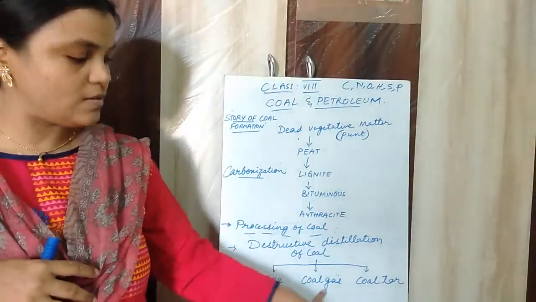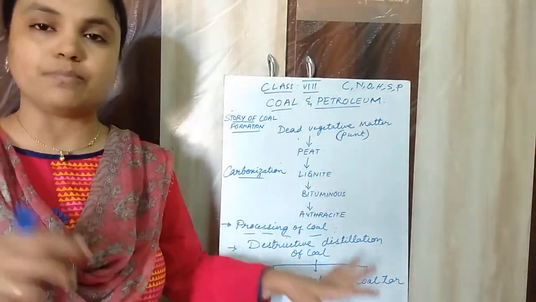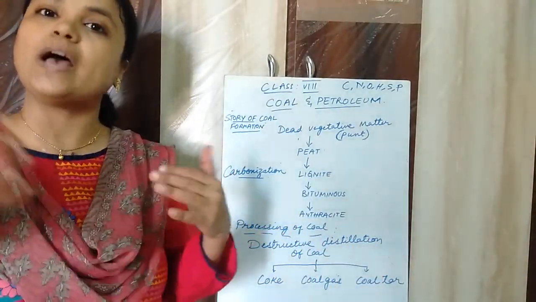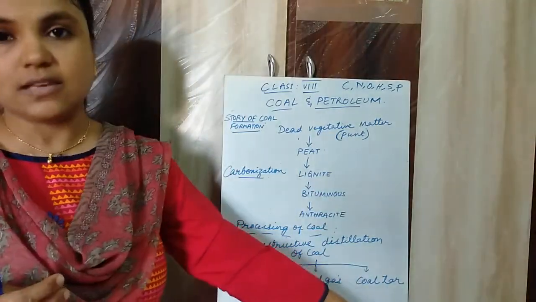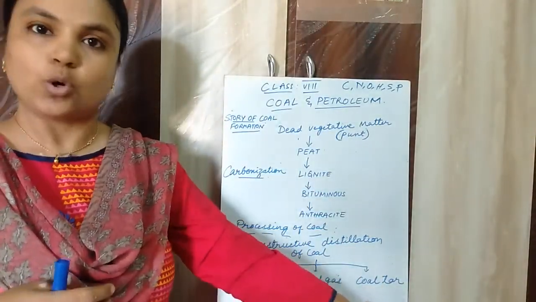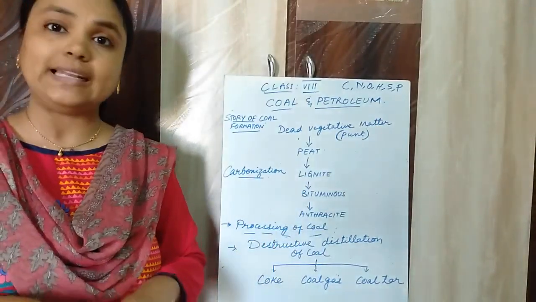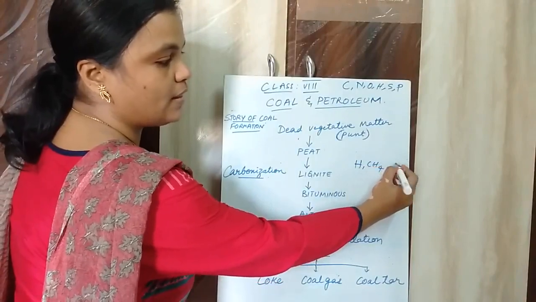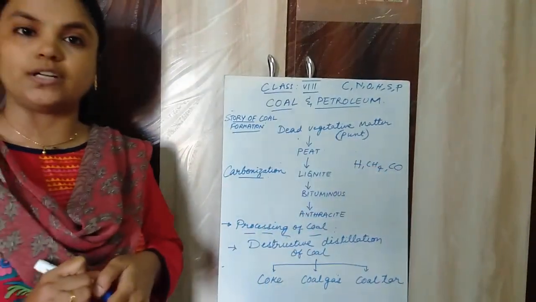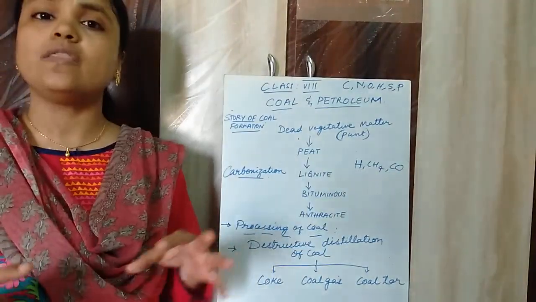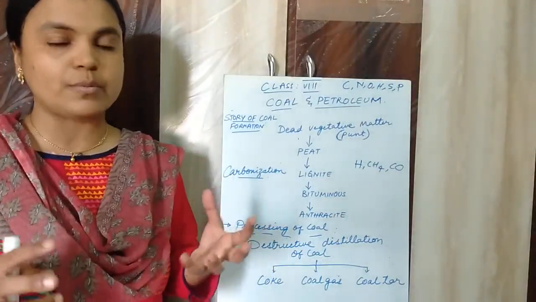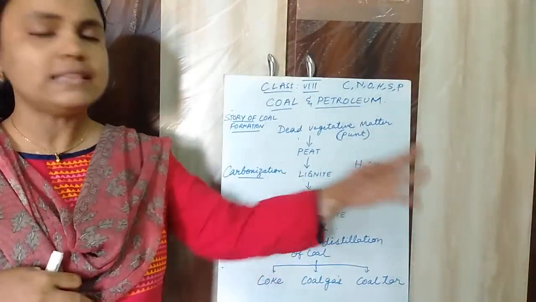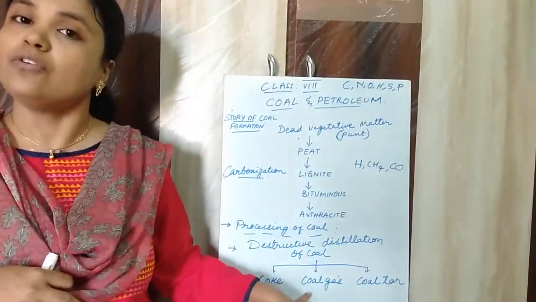Coal gas is also a byproduct. These are all three byproducts of the destructive distillation of coal. When you subject the coal to high temperatures, we get these three substances: coke, coal gas and coal tar. Coal gas mainly contains hydrogen, methane and carbon monoxide, children. Very important to know, all these three are inflammable gases, which can be used as a fuel.